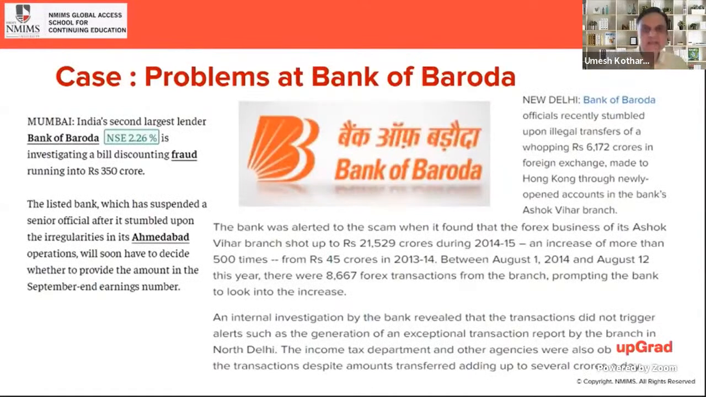Now, here is a case study, guys. Please take a picture of this. There are two cases in this, the Bank of Baroda case, and one is in the Mumbai branch. This is this part of the story. And one is in the New Delhi branch, and that's this part of the story. So there are two risk-related frauds that have happened at Bank of Baroda in the New Delhi as well as in their Mumbai branches.